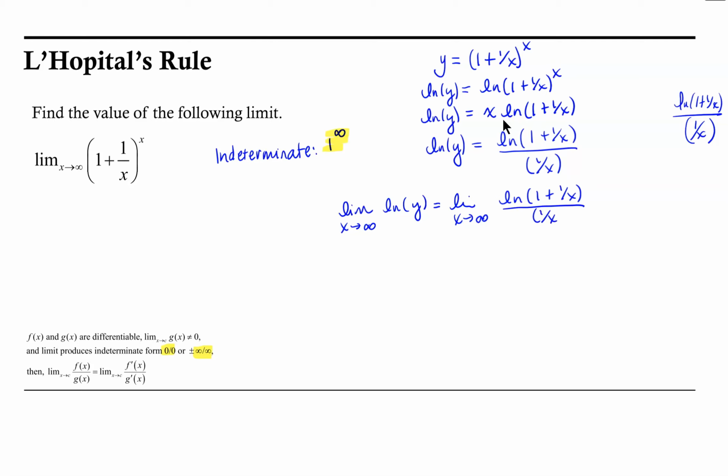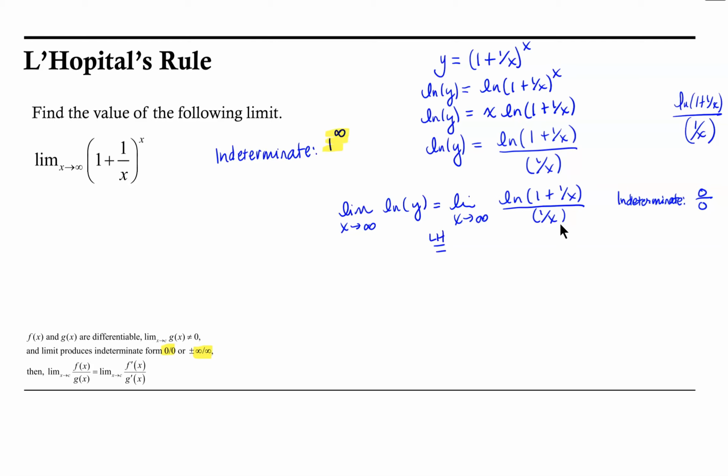Now, what kind of form do we have here? Well, as x approaches infinity, my numerator approaches the natural log of 1 plus 0, or the natural log of 1, which is 0. And my denominator, as x approaches infinity, 1 over x approaches 0. So I do have an indeterminate form here, and my indeterminate form is appropriate. It is 0 over 0. So we can go ahead and apply L'Hopital's rule to this limit.